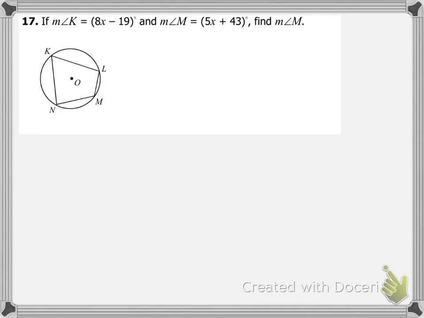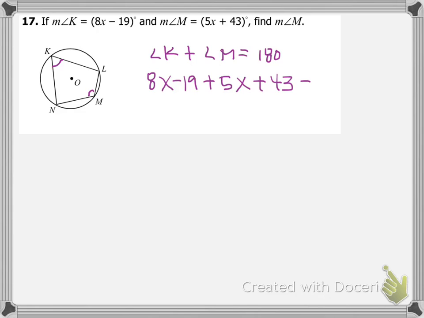Okay, all right, let's do another one here. If the measure of angle K is 8x minus 19, and the measure of angle M, so remember these two things would add together to be 180. That would mean the measure of angle K plus the measure of angle M is equal to 180. So that would be 8x minus 19 plus 5x plus 43 is going to give me 180.